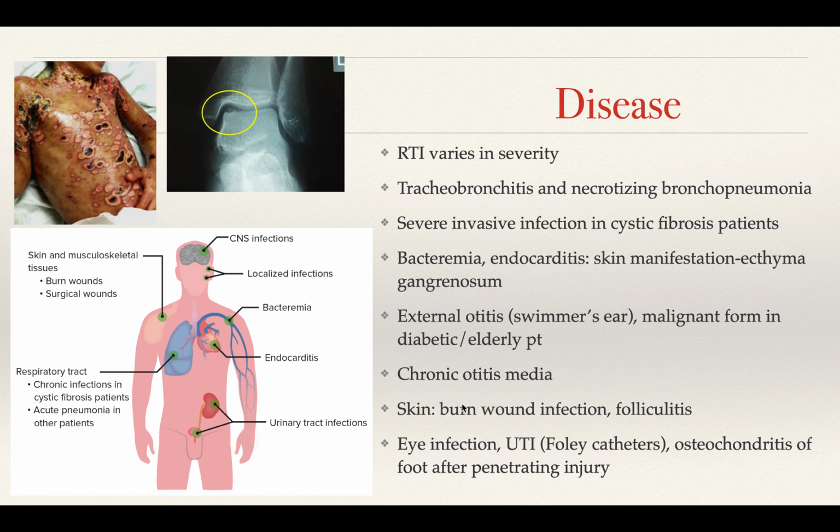Not good in burns either. It's one of the top opportunistic infections or opportunistic pathogens in burn victims. And it causes folliculitis. It can also infect the eyes, give you a UTI, and cause osteochondritis of the foot after some kind of penetrating injury.